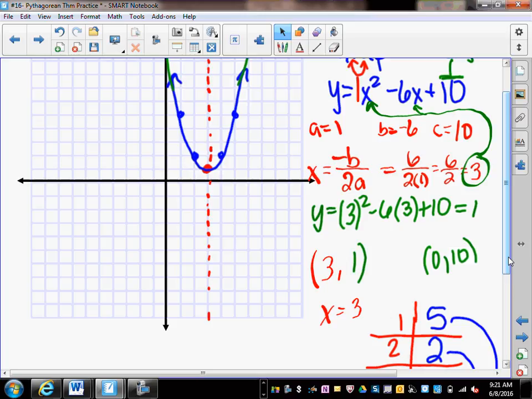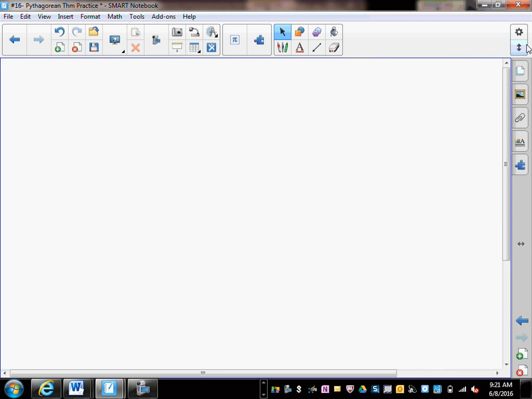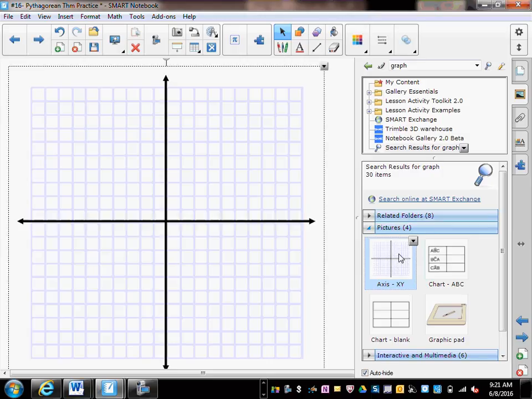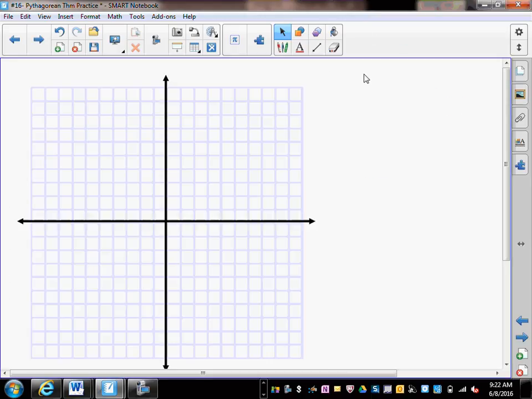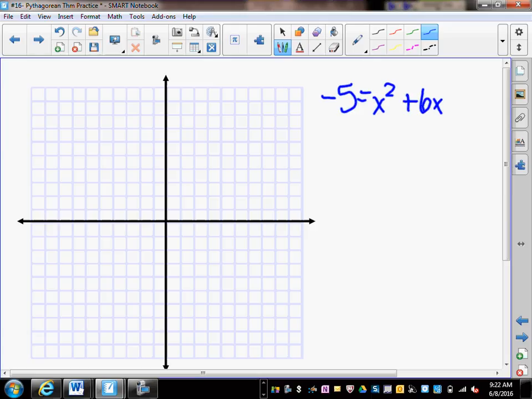Okay. So now I'm going to have you do one on your own now that we've walked through it. Let's go for... Actually, you know what? Start off in a different way. Negative 5 equals x squared plus 6x. So go and write that one down.